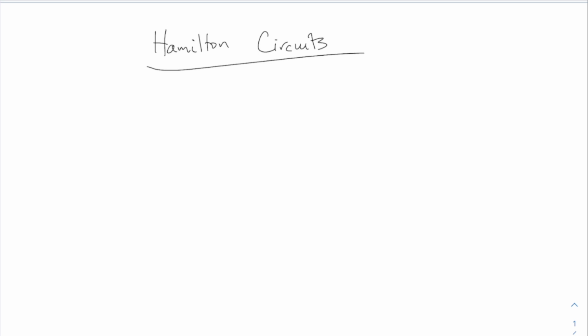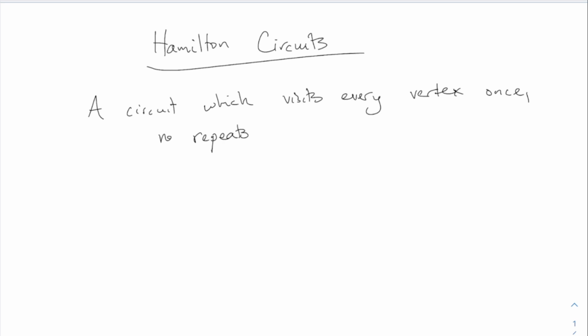But anyway, Hamilton circuits. This is a circuit which visits every vertex once with no repeats. I will say no repeats except the start and end, right? It's a circuit, so it ends up at the same place where it started. But as it goes through the graph, it hits every vertex of the graph, but doesn't hit any vertex twice, apart from ending up at the same place where it started. All right, that's called a Hamilton circuit.